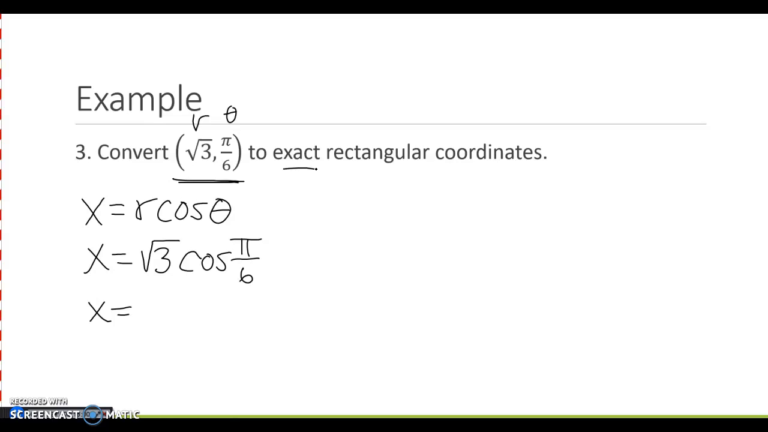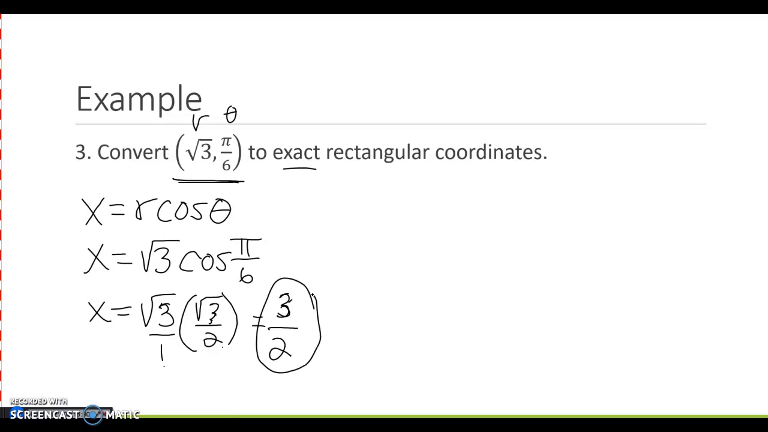And we want the exact point, so square root of 3 cosine pi over 6 exactly, thinking about your unit circle, is square root of 3 over 2. So I'm going to put that over 1, multiply. Square root of 3 times square root of 3 is just 3, and 1 times 2 is 2. So I get that x is 3 over 2.